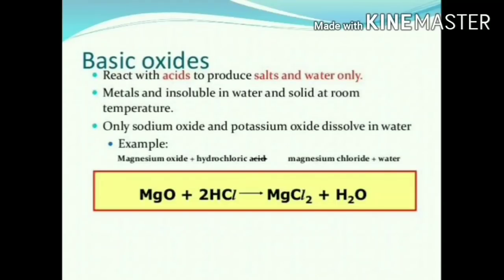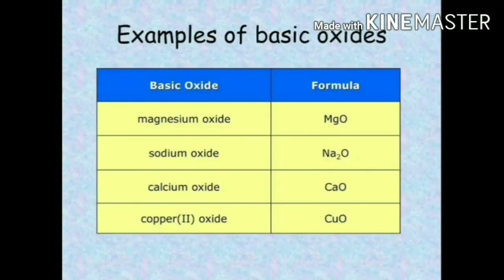The example is magnesium oxide reacting with hydrochloric acid to form magnesium chloride and water. So basic oxides are basic in nature. Here are a few examples of basic oxides: magnesium oxide, sodium oxide, calcium oxide and copper oxide.